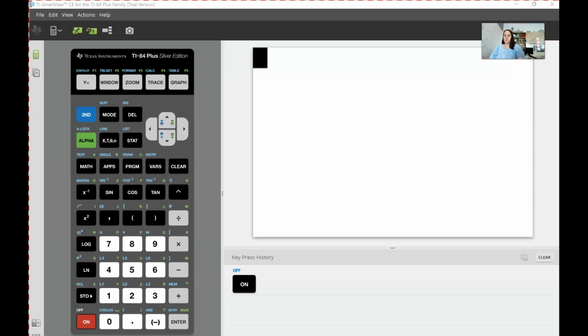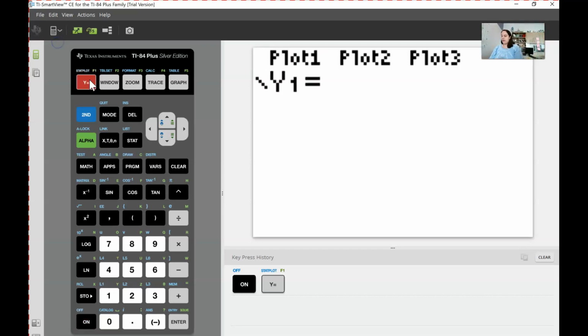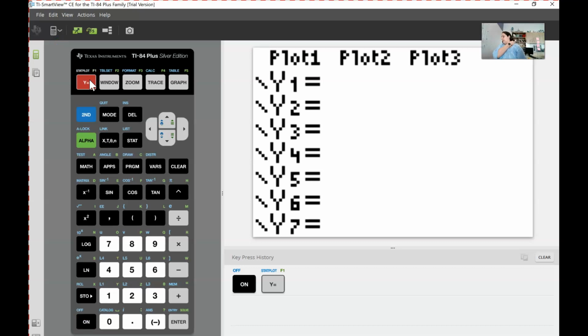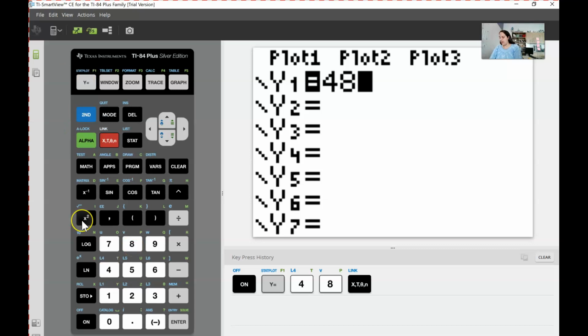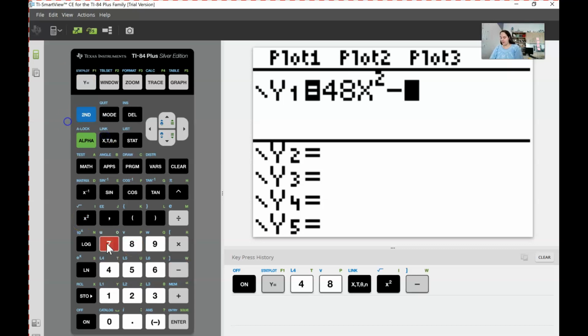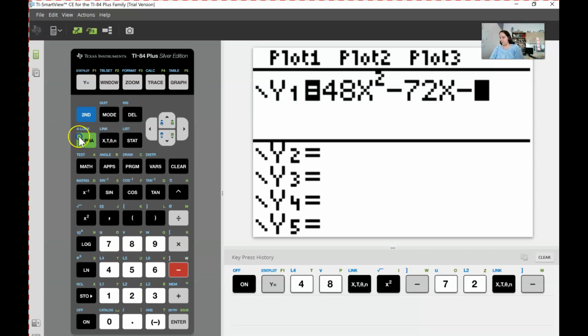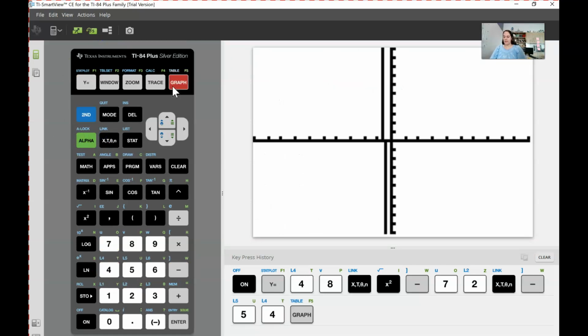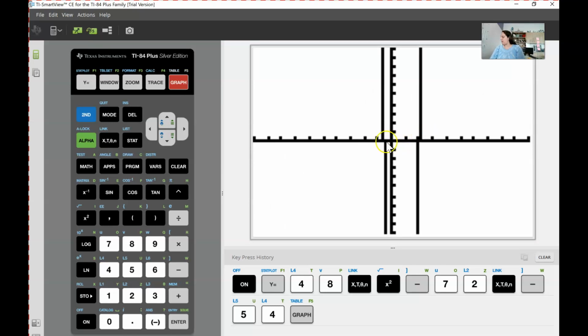So, let's type this in. We're going to go to y equals and type in our equation. So we have 48x squared minus 72x minus 54. I'm going to graph this. And it looks like I have two answers right here. When is the velocity of the object equal to 54? And we solved for 0. So I want to find the zeros here.